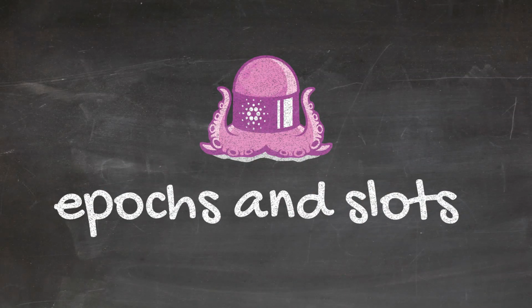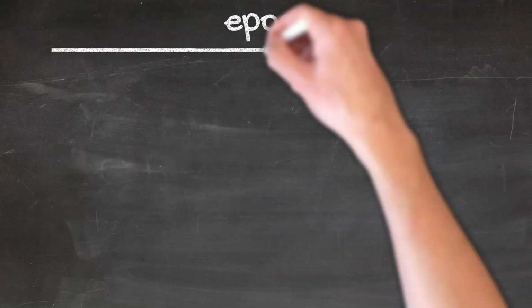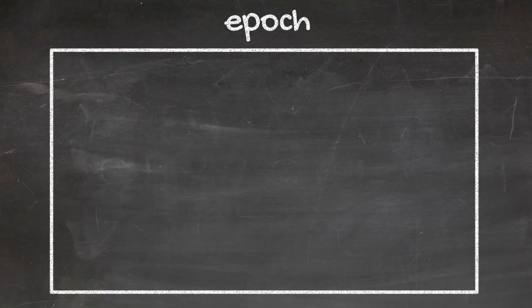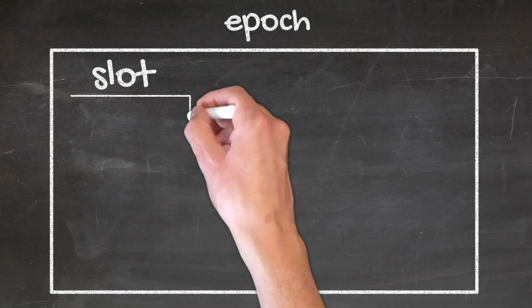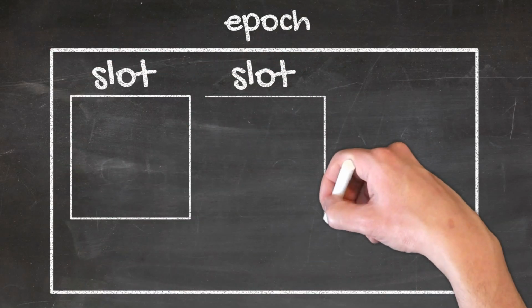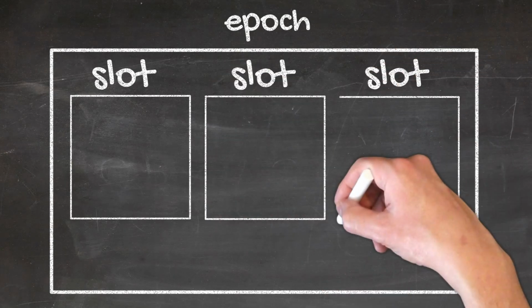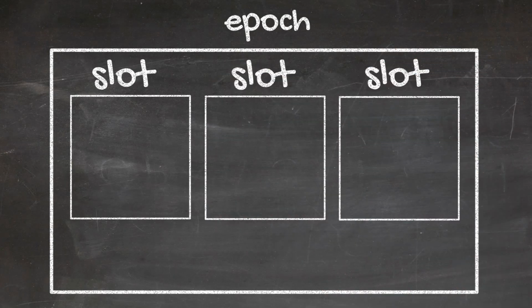What are epochs and slots? Time in Cardano is divided into epochs. Each epoch is again divided into slots. Slots are a short period of time in which a block can be created.